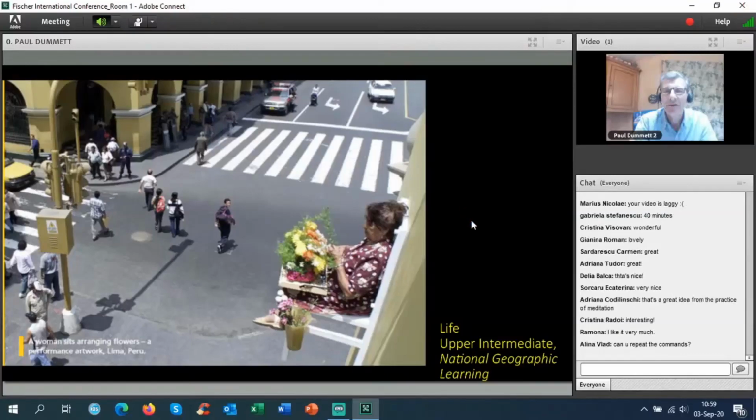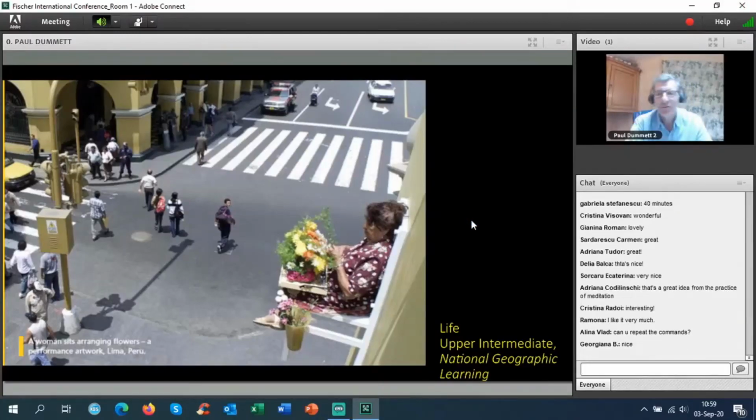And the activity I want you to use it for is for teaching the present continuous, and the idea of talking about people doing everyday things. I will repeat the commands later, Alina, certainly.